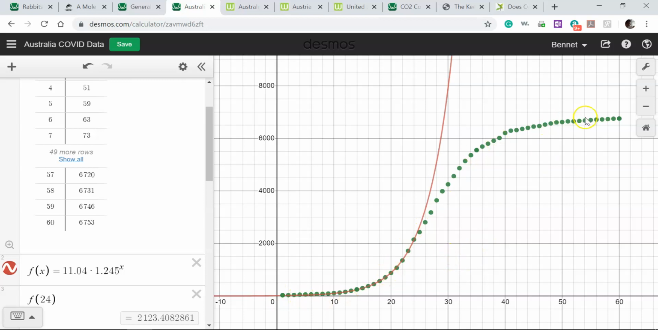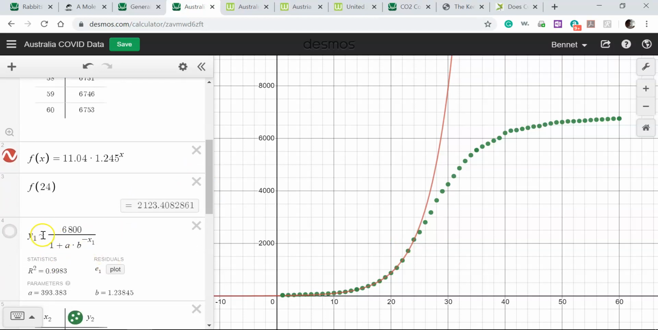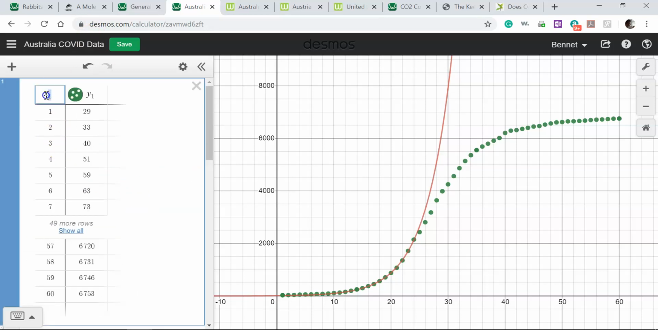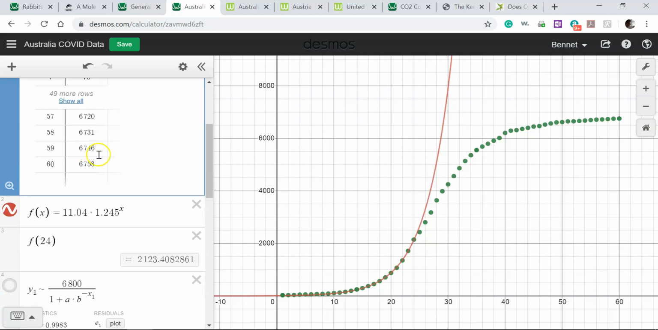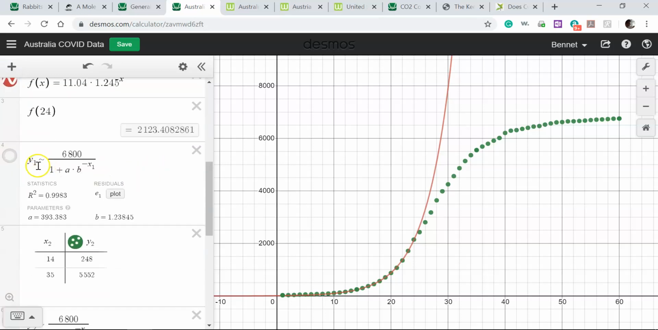Here's the actual data as it played out in Australia. And so I did a logistic regression, something in Desmos that you can do. I have this table of values, the data that I took straight off of, I think, Wikipedia actually, from Australia. It wasn't this exact graph, but all of the data by day here. I put it in X1 and Y1, just added the table right in there. And I can make a different logistic function through these exact points.